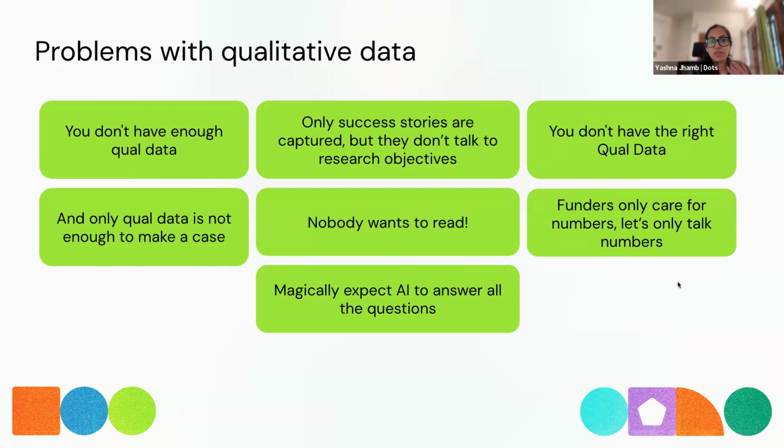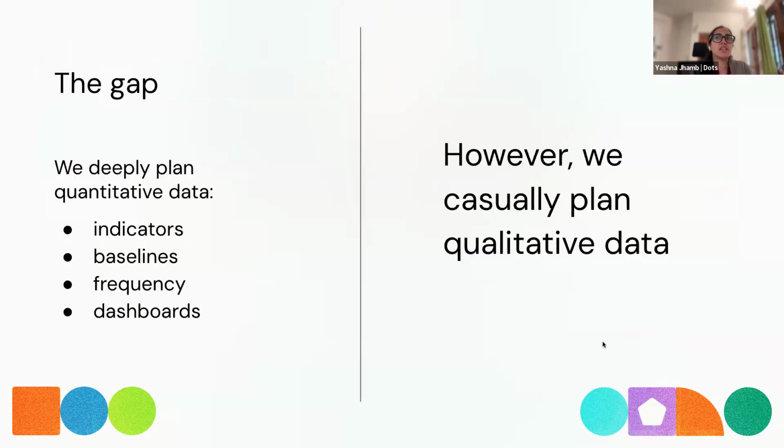These are the challenges, but the problem is not just that. Did you design for collection? Did you design for the right indicators to get captured? That is the gap: we deeply plan quant data around indicators. Baselines are done, endlines are planned, frequency is planned, dashboards are planned. And often we casually plan qual as an add-on and an afterthought, which often becomes a way for people to just add an anecdote to the text.